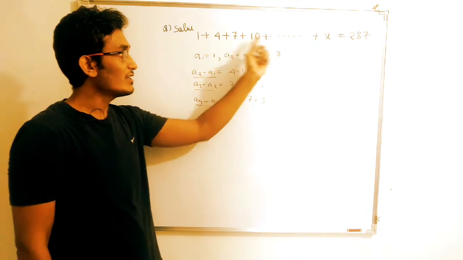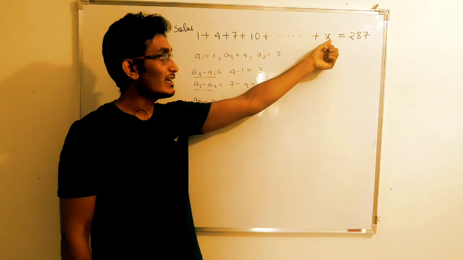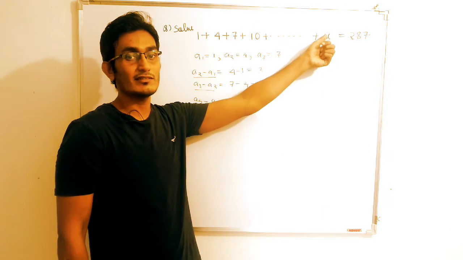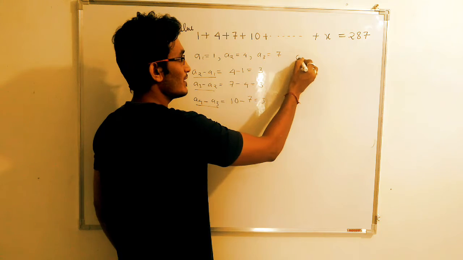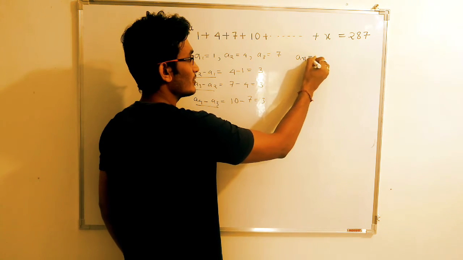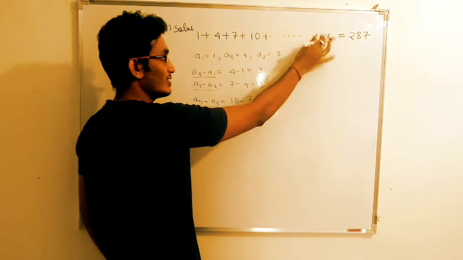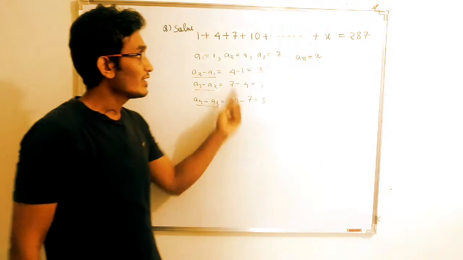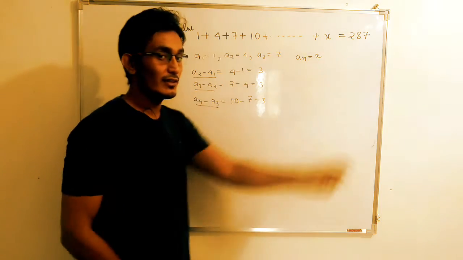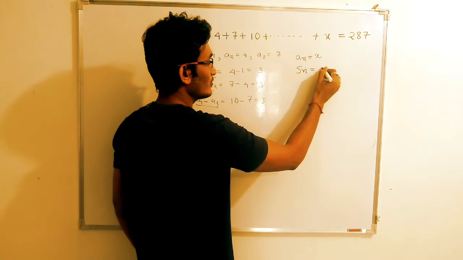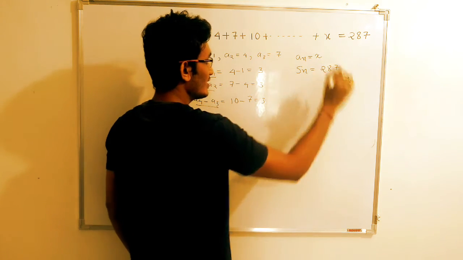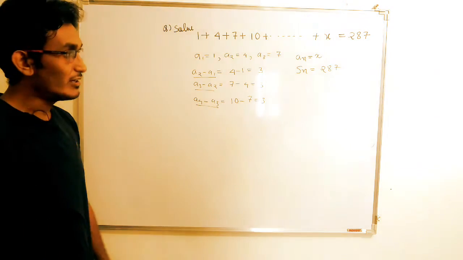In this given question, the last term, the nth term, is given. The nth term is represented by an. So here an equals x, that is the last term, and the sum of all the terms, Sn, is given. Sn equals 287. Now let's move to the solution.